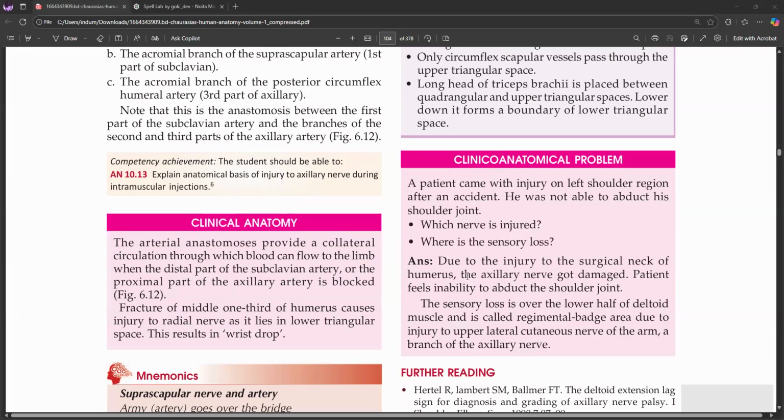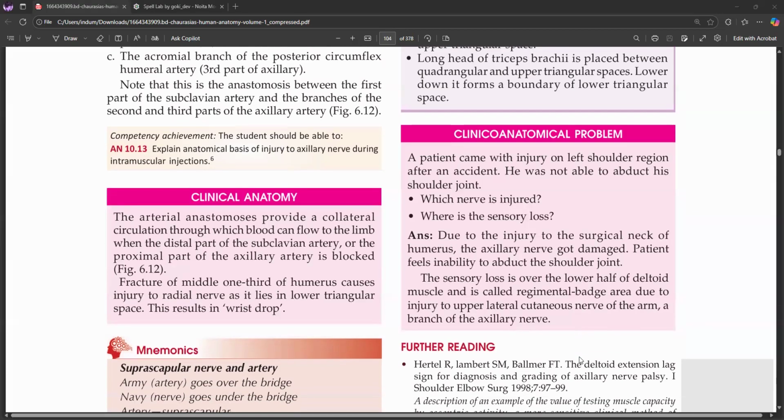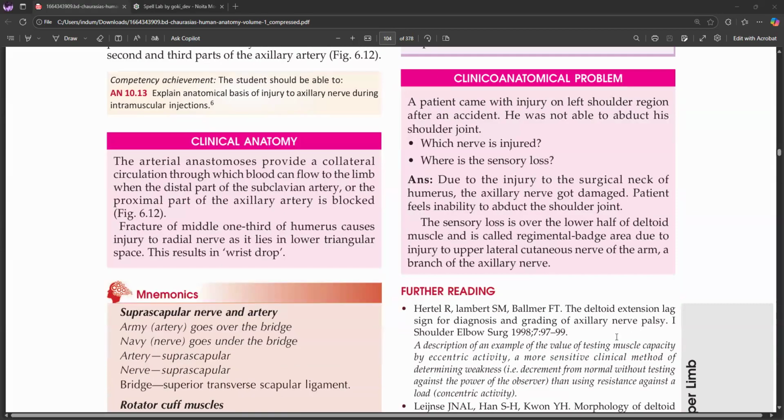Clinico-anatomical problem. A patient came with an injury on the left shoulder region after an accident. He was not able to abduct his shoulder joint. Which nerve is injured? Where is the sensory loss? Due to the injury to the surgical neck of humerus, the axillary nerve got damaged. The patient feels inability to abduct the shoulder joint.